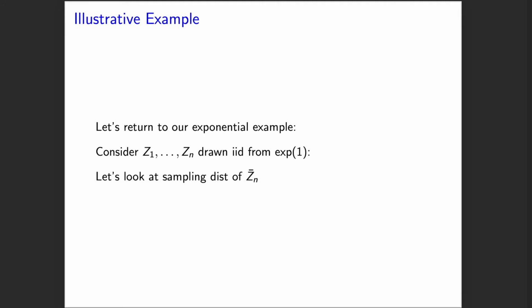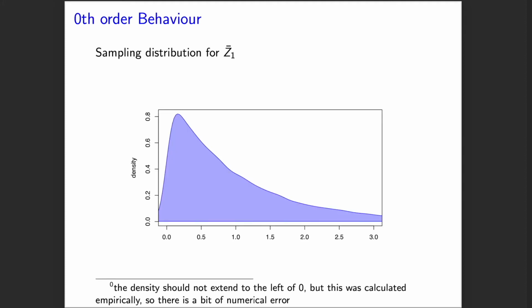Let's return to the exponential example we've seen before. Let's imagine that our random variables are drawn IID from an exponential with rate 1, and let's look at the sampling distribution of the sample mean. So again, we can look at the sampling distribution for a single exponential. Just a reminder, there should be no mass to the left of 0, but that's just a little bit of computational error in this case, or smoothing error.